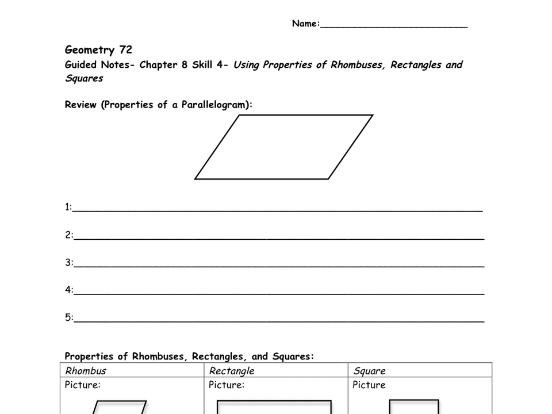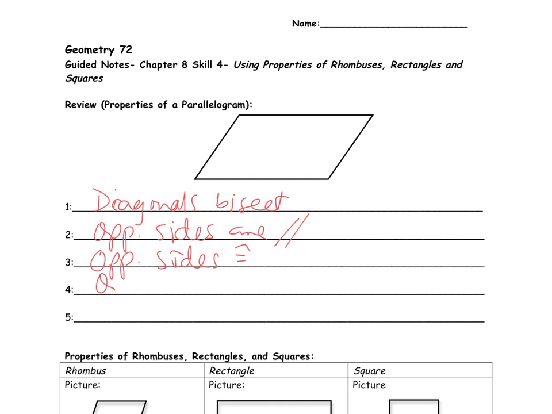Great, we just went over this. We'll go through this again quickly, and the reason we're just going to put these on here is because it's going to apply to the ones down at the bottom. So we had talked about in a parallelogram that the diagonals bisect, that opposite sides are parallel, opposite sides congruent, opposite angles congruent, and that consecutive angles supplementary.